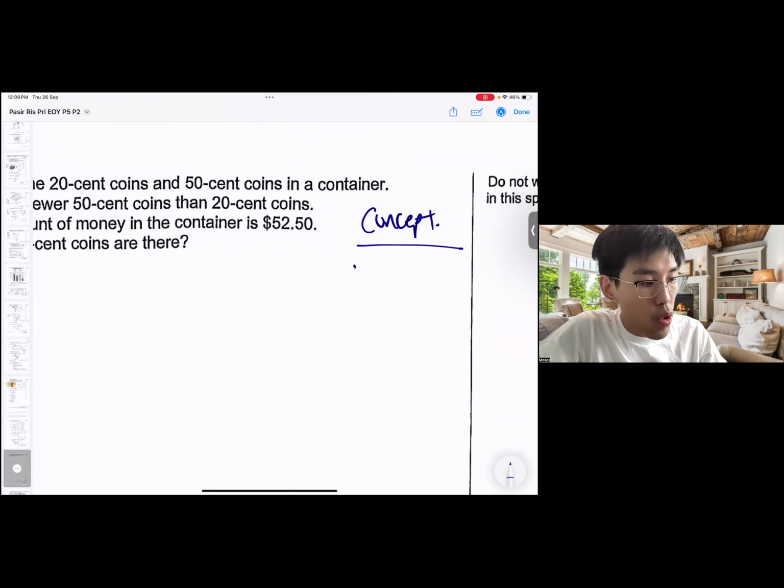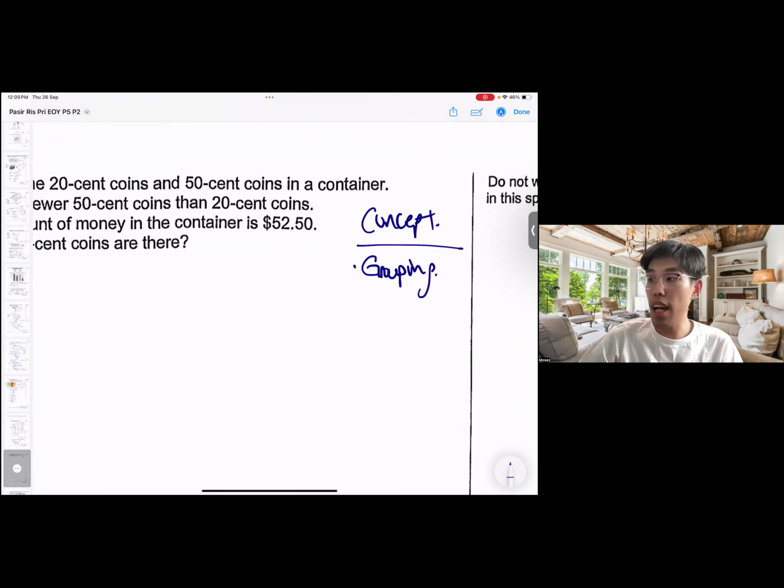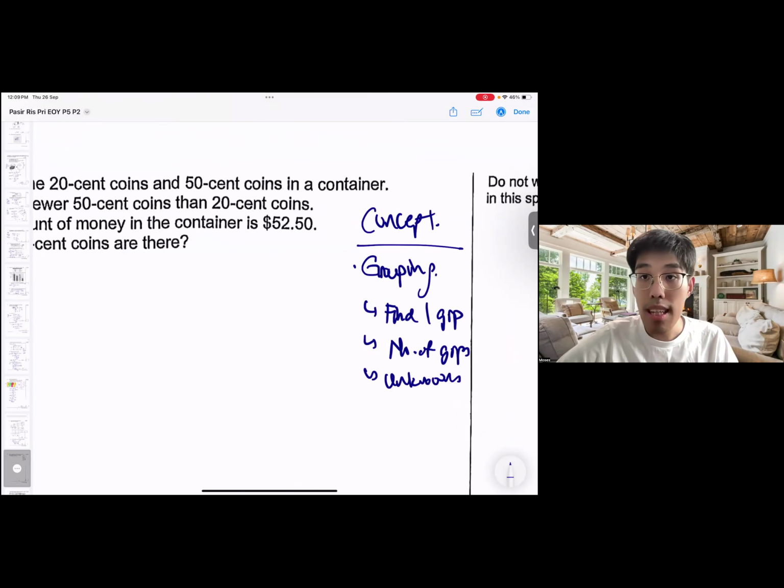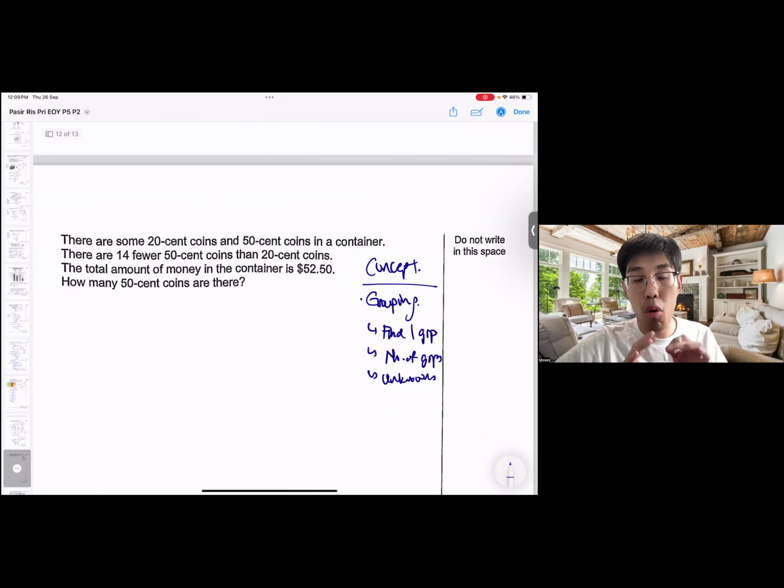The concept here is actually grouping. In Chinese, we call it 打包. 打包 means the idea here is to find one group. After we find one group, we find the number of groups. Then we find the unknowns, whatever they are asking us for. That's the idea for grouping. However, in order to apply the grouping concept into this question, we need to do something first.